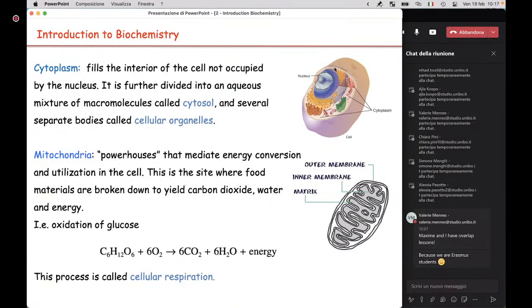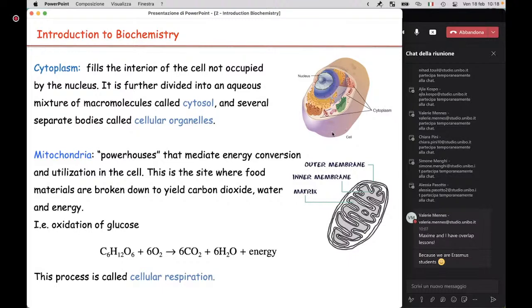The cytoplasm is not really a structure, but it is the gel liquid that fills the interior of the cell. Let's say that the cytoplasm is everything that is not organelles. It is important, but it is not strictly structured like the nucleus and the other organelles. So I think there's not much that I can say right now that is significant.